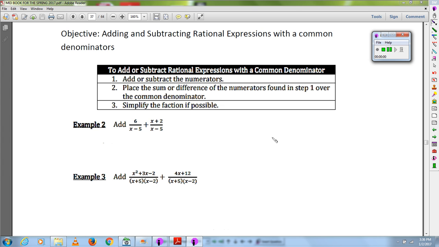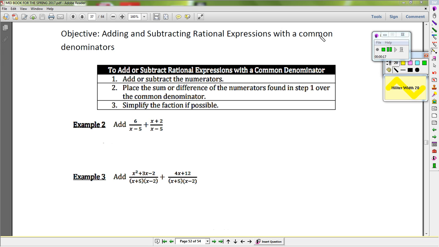In this video, our objective is adding and subtracting rational expressions with a common denominator. So they share the same denominator. These are the steps: you add or subtract your numerators only. You don't touch your denominator. You write the sum or the difference of the numerators over your common denominator, and then you simplify the fraction.